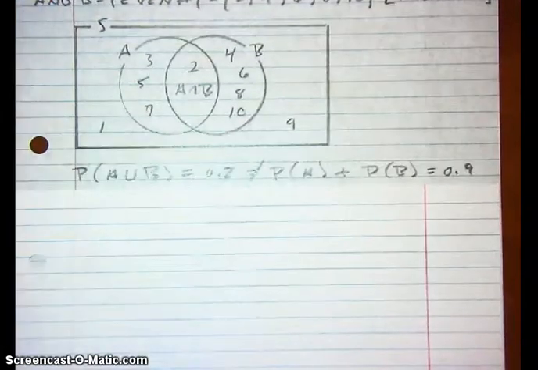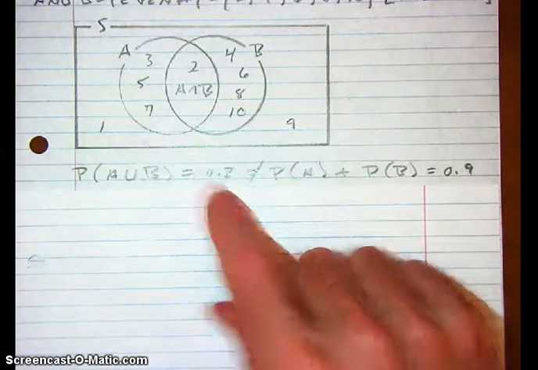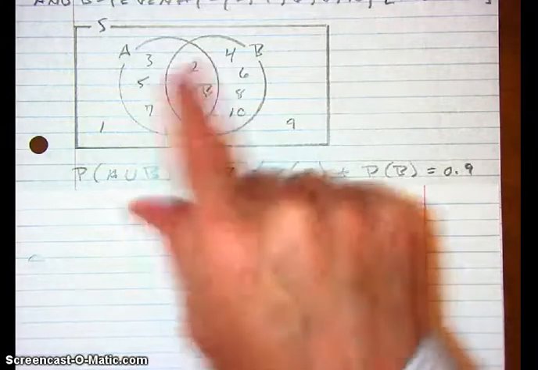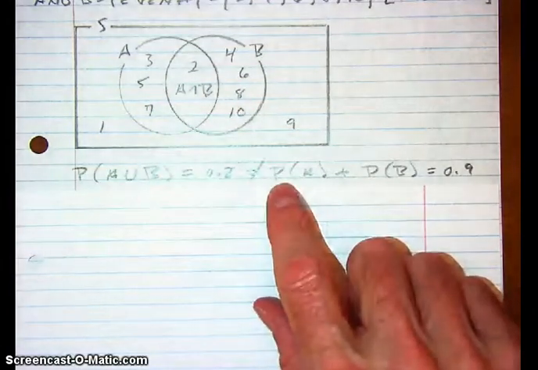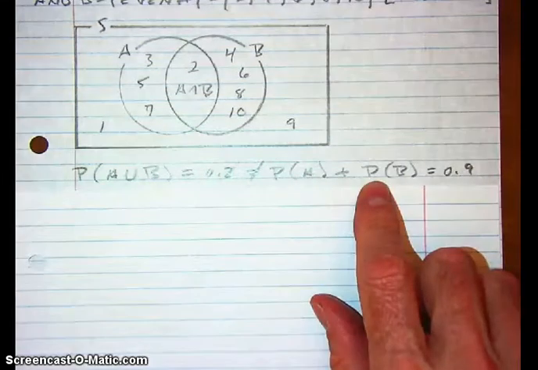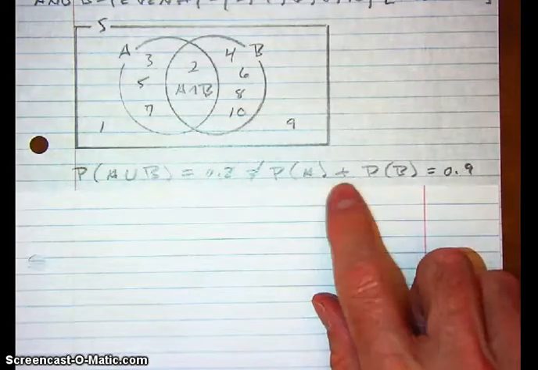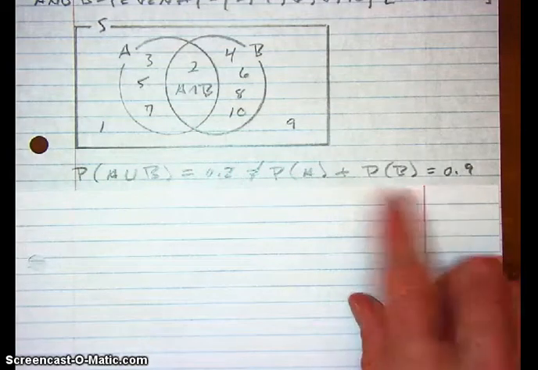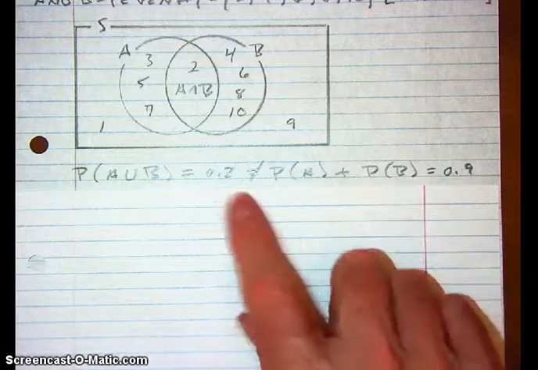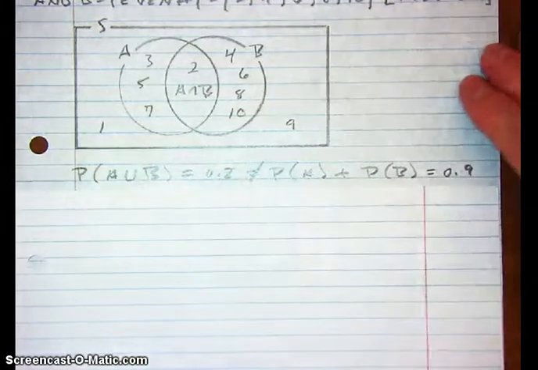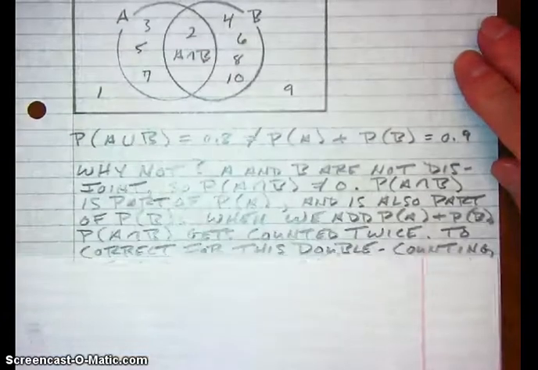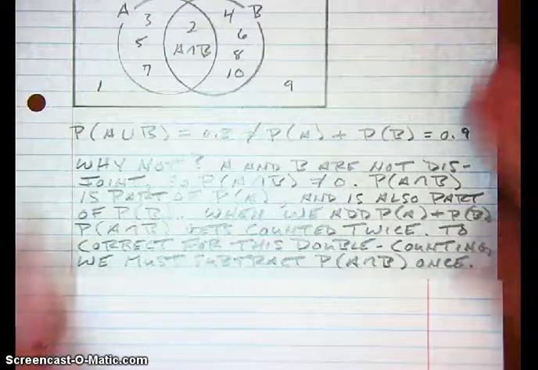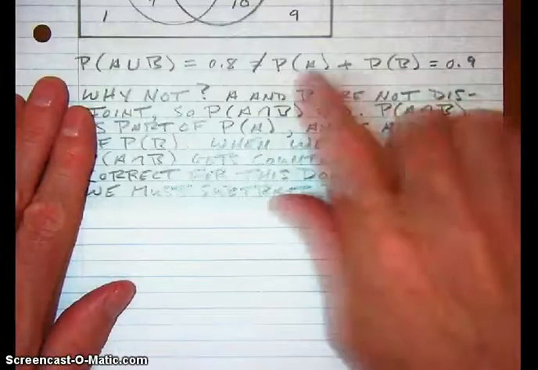Okay, the probability of A or B in this situation is 0.8. We have 8 outcomes inside the union of A or B, and that's not equal to the probability of A plus the probability of B, as it would be if the events were disjoint. Those two add up to 0.9, and it's not equal to 0.8. And the reason for this is that this area in the middle, this A and B, is getting counted twice when we do this little summation right here.